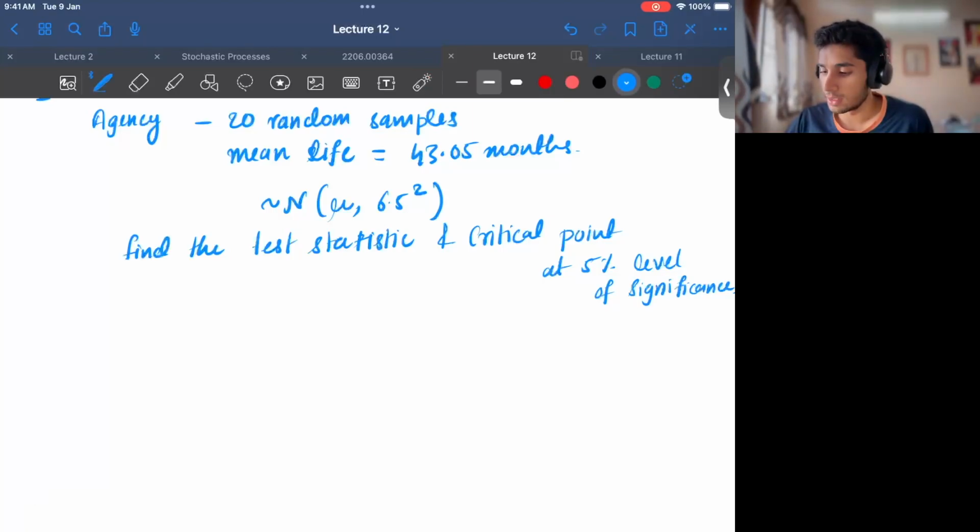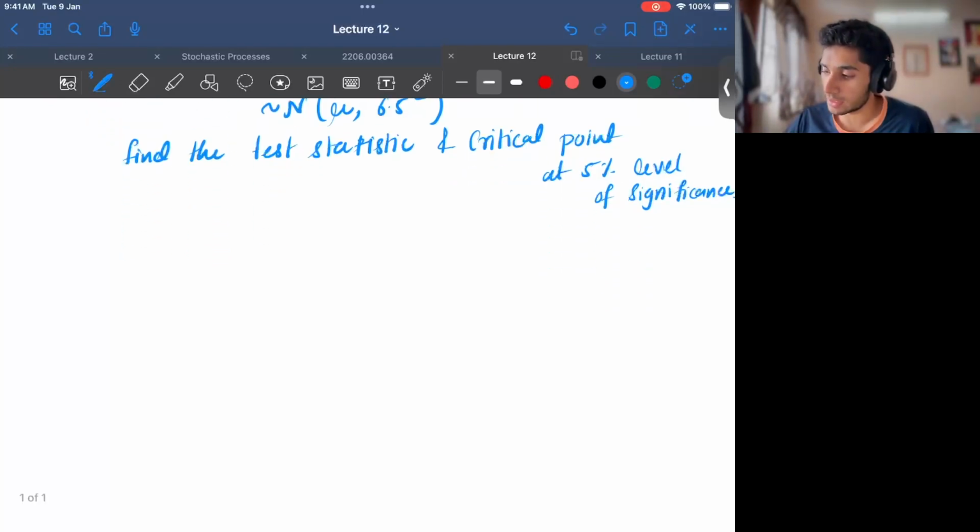So what is the test statistic? A test statistic is basically a quantity which will tell you whether you should accept or reject the null hypothesis. So for that, we need to first decide what is the null hypothesis and what is the alternate hypothesis, right?